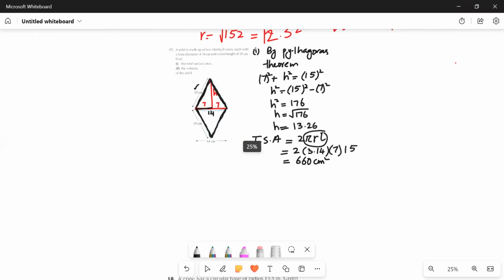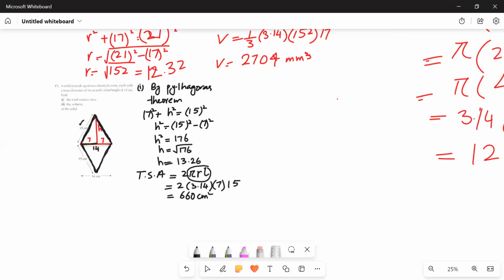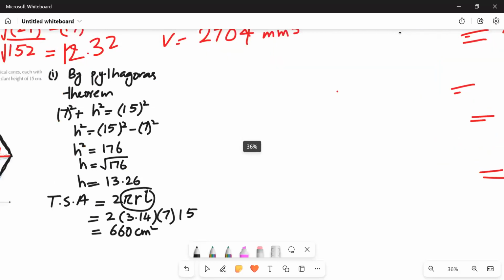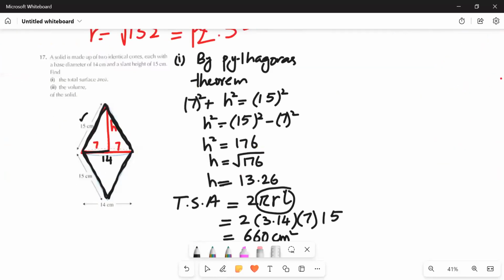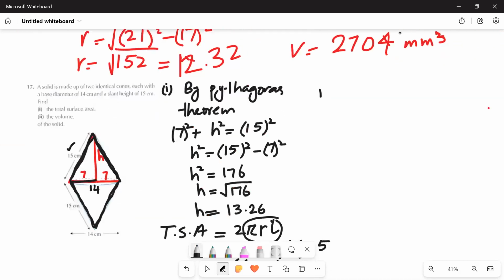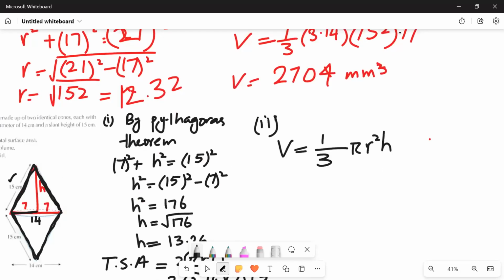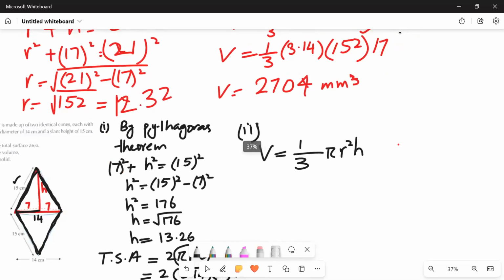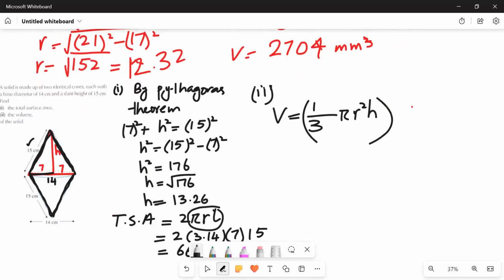Now the second part is the volume of the solid. For finding the volume of the solid, what will we do? V is equal to 1 over 3 pi r square, this is the formula of one cone, but we have two cones, up and down, so we will take 2 times this formula for volume.